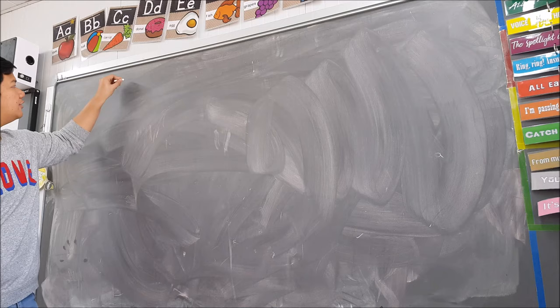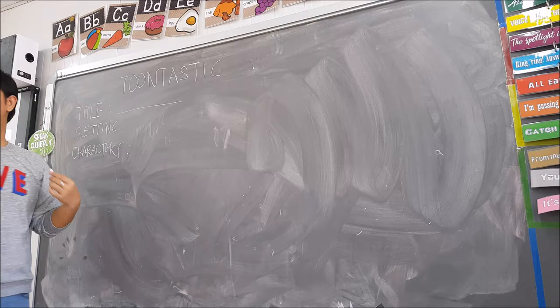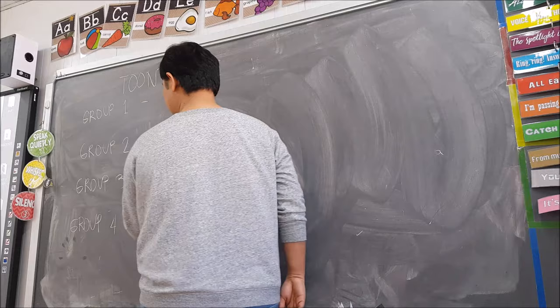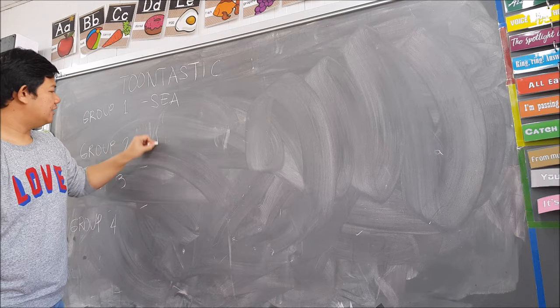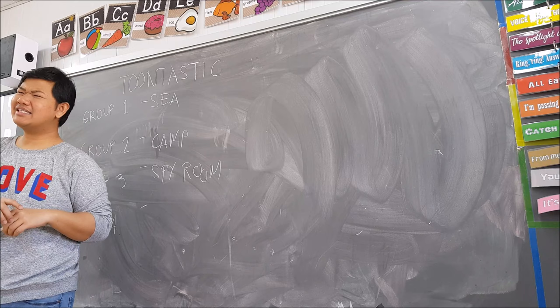So here's how we did it. First, we explained what Toontastic is. Then, we divided our class into four groups. If you have a bigger class, you can divide them into five or six groups. Next, we asked them to choose where they want their movie to be set in. So they chose a setting.